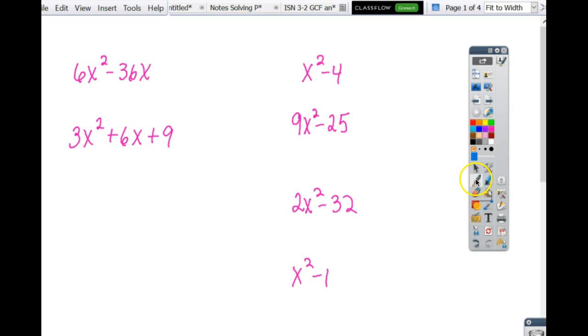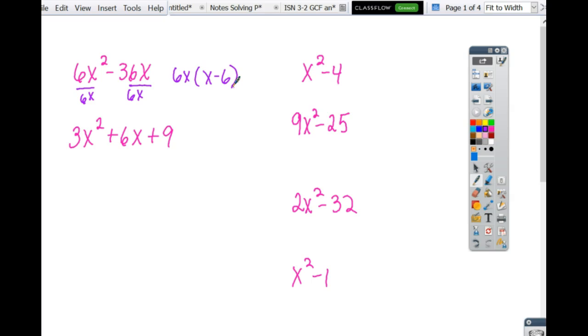It's what? 6x. So if I take out the 6x, then I write my answer with the 6x outside the parentheses, and that gives me x minus 6 as my answer. And the greatest common factor next?